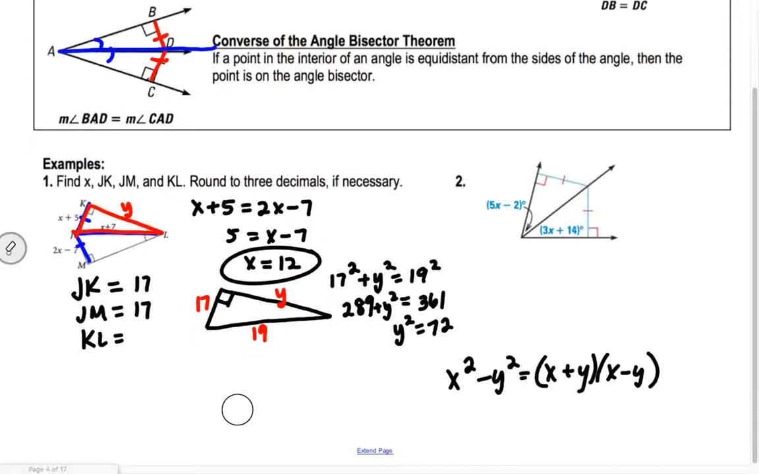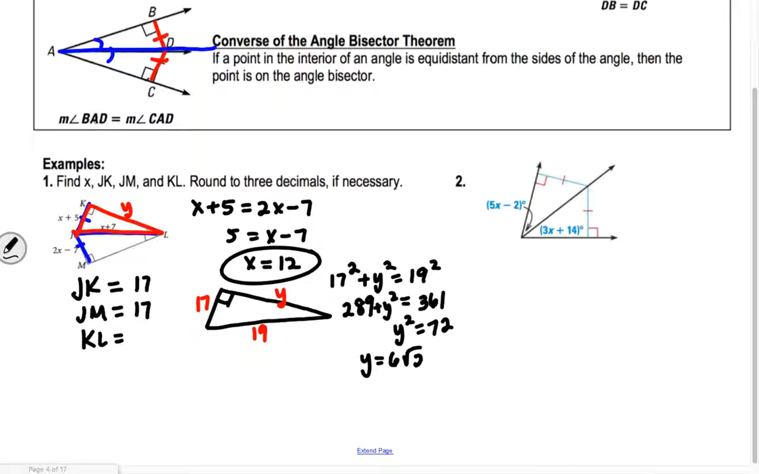Interesting. All right, so the square root of 72 then is going to be like 6 root 2. So y is going to be 6 root 2. So that's going to be our distance for KL. So 6 root 2. Make sense?